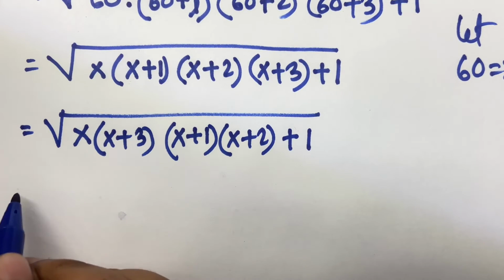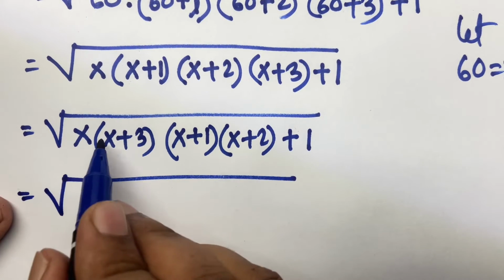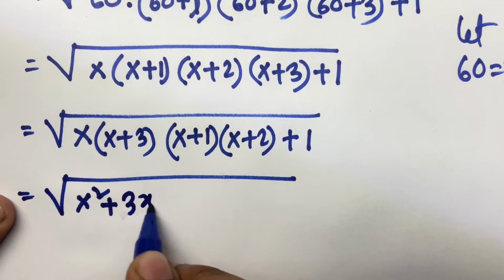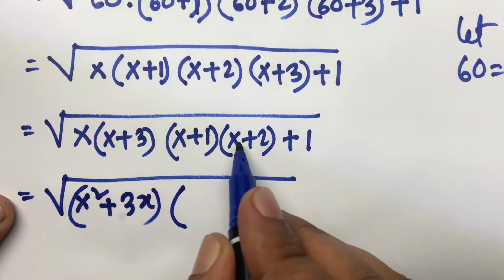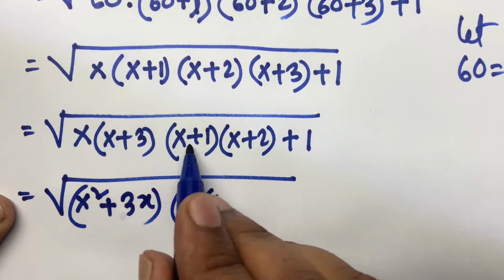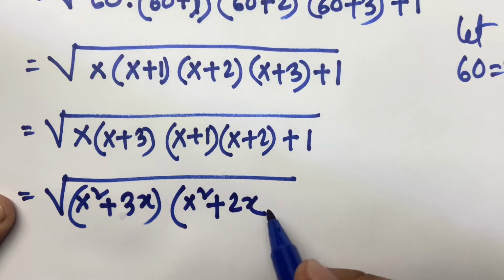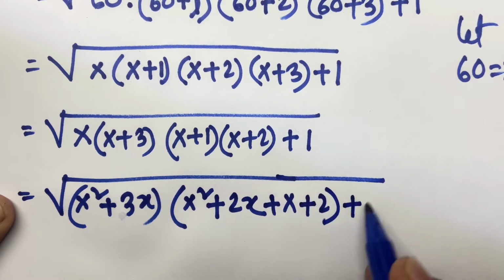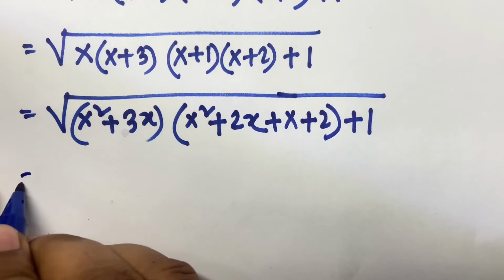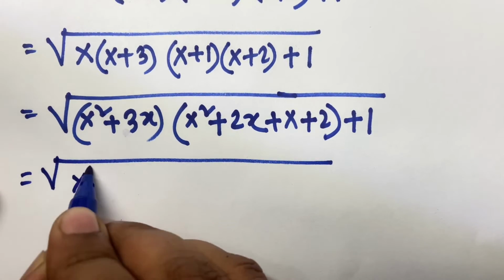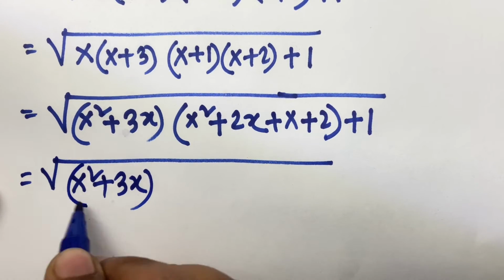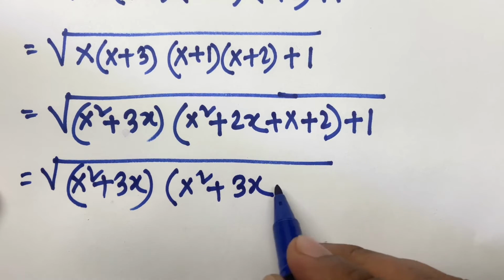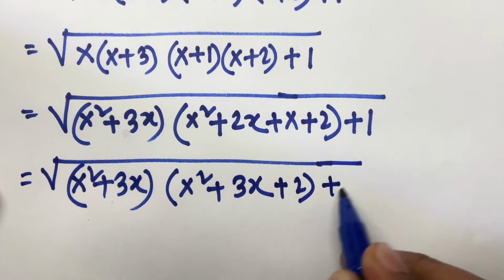Now I can say square root of x times x equal to x square, x times 3 equal to 3x, and here is x times x equal to x square, plus x times 2 equal to 2x, x times 1 equal to x, 1 times 2 is equal to 2, plus 1. Now square root of x square plus 3x, here is x square plus 3x, we know that 2x plus x equal to 3x, plus 2 plus 1.